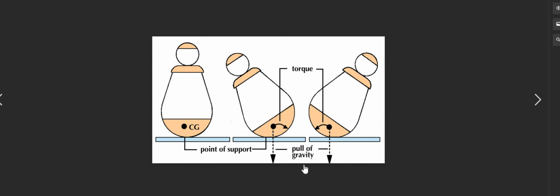So if it is placed straight, the center of gravity is here. If it is tilted like this, the center of gravity is here. If it is tilted like this, the center of gravity is here. So these are a few examples of center of gravity with respect to the images.